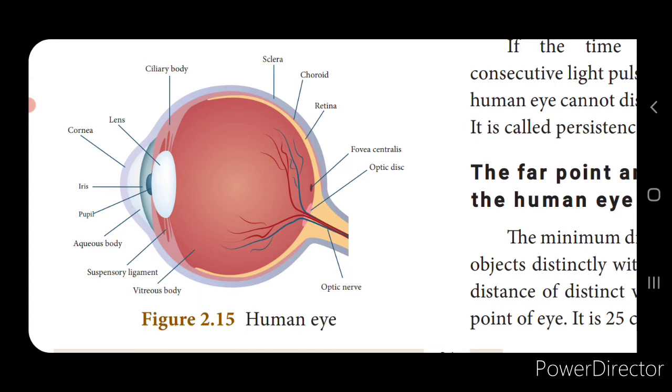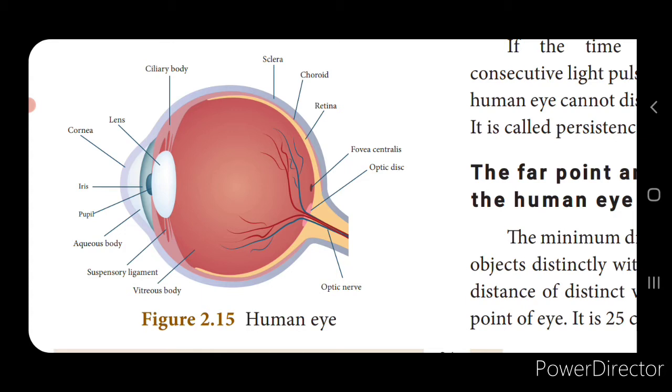The next one is the iris. Now here the iris is given in a blue color curved surface, isn't it? So this is the colored part of the eye, right? Or it can be blue in color, brown in color, or green in color, right? So the function of the iris is to control the amount of the light that is entering into the eye.